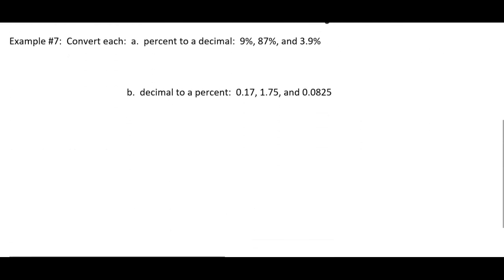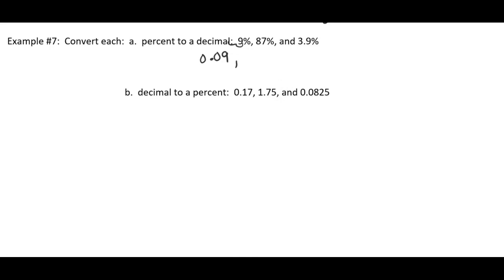Now we're going to talk about percents. So percent means per 100. When we're talking 9%, we're talking about 9 out of 100. So that's 0.09. You're going to move the decimal place 2 decimal places to the left. So 9, you're going 1, 2, and that's why we have 0.09.